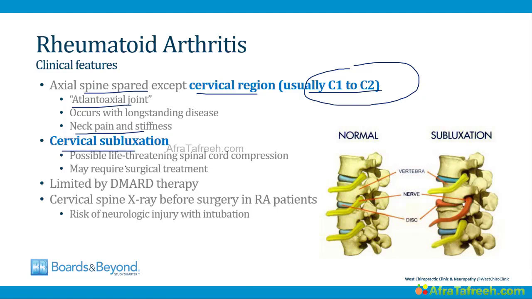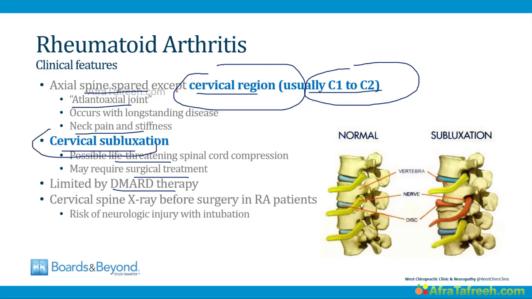It can also in rare cases lead to a serious complication called cervical subluxation. This is a potentially life-threatening spinal cord compression that can require surgical treatment, and it happens in patients who have rheumatoid arthritis of this cervical region. Now we'll talk in a minute about DMARD therapy or disease-modifying therapy for rheumatoid arthritis, but this DMARD therapy limits the risk of cervical subluxation and limits cervical region disease.